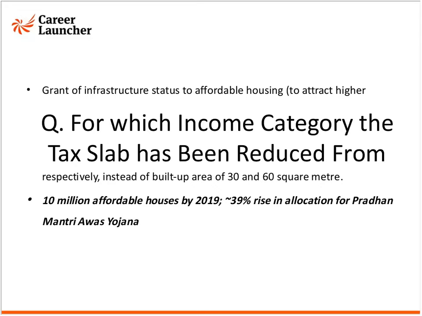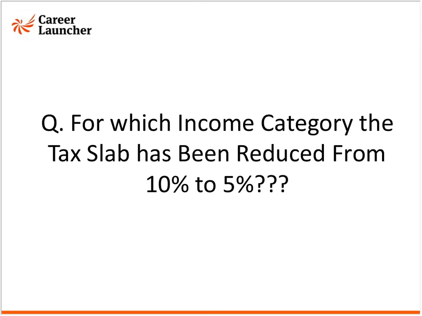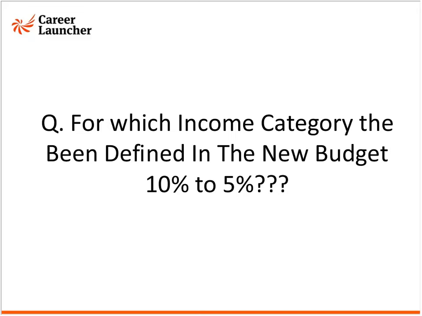And the next part is you have to answer this question. For which income category has the tax slab been reduced from 10% to 5%? And yes, so you all would get all these answers right. So it's 2.5 lakh to 5 lakh.